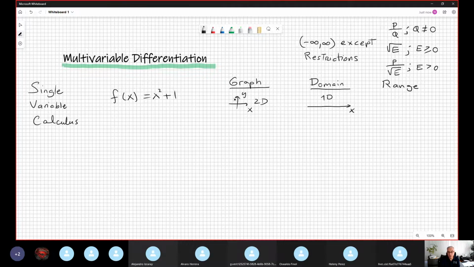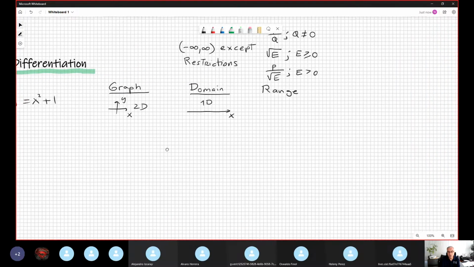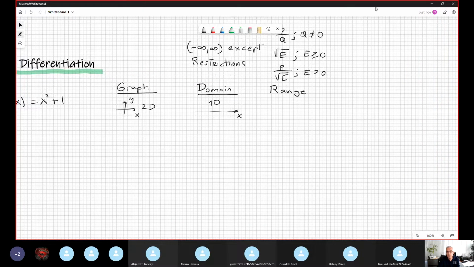We have more restrictions. We have, for example, logarithmic functions, que es el logaritmo of any expression. The restriction is that the expression inside the argument of the logarithm must be positive because logarithms do not accept negative or zero values.